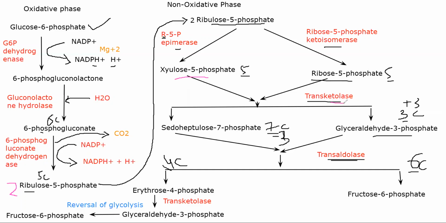Transketolase will basically change the number of carbons in between them. Now you have a 5 carbon molecule here and another 5 carbon molecule here. What happens is from here 2 carbons are removed and they are donated to this fellow. So 5 plus 2 will become a 7 carbon molecule, which is sedoheptulose 7 phosphate, and you will be left with glyceraldehyde 3 phosphate, which is a 3 carbon molecule.